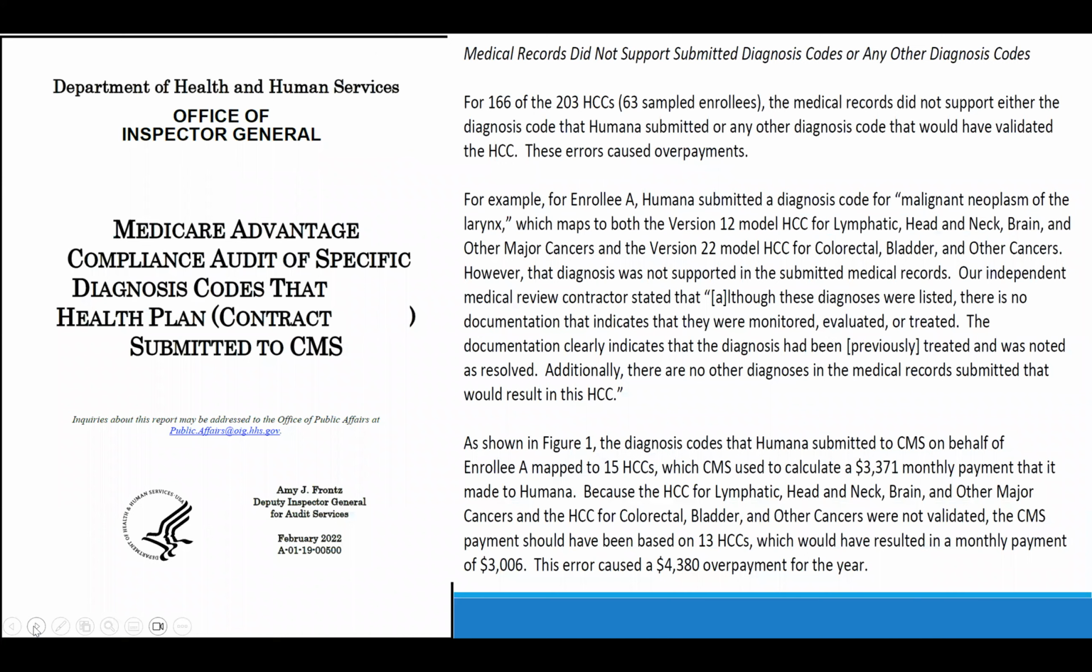We really like to kind of reverse engineer or work backwards from errors to how do we get to errors. And of course the gold standard for determining errors and what is a common error and what isn't, etc., are RADV audits.